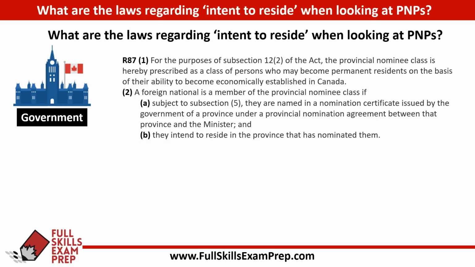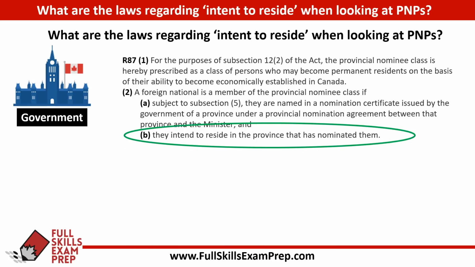But there's one particular part in Regulation 87 that really is about what we're talking about here, which is, of course, intent to reside. So I'll give you 20 little seconds to read through Regulation 87, as I have on the screen here, and then hopefully you find the section that's important to us. All right, if you found it, I think it's pretty straightforward, but it's incredibly important, and that is they intend to reside in the province that has nominated them.